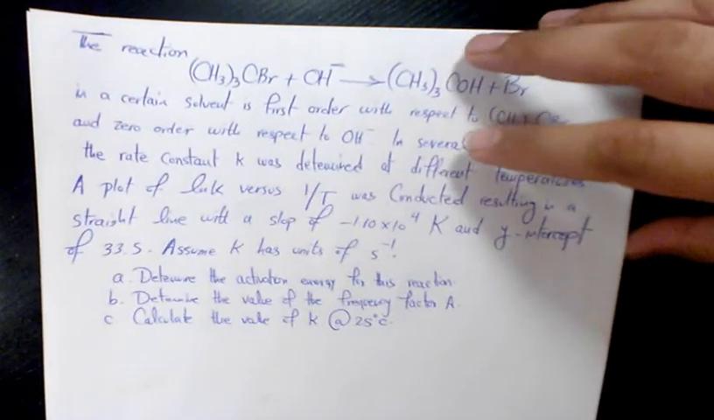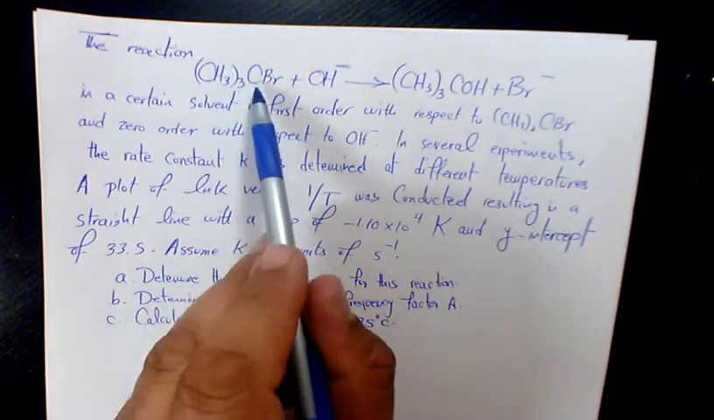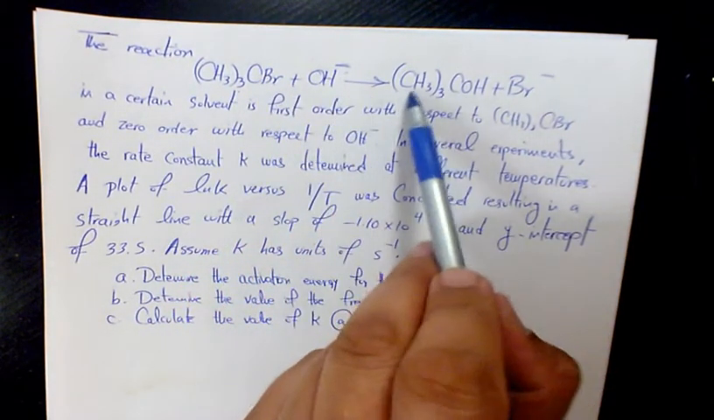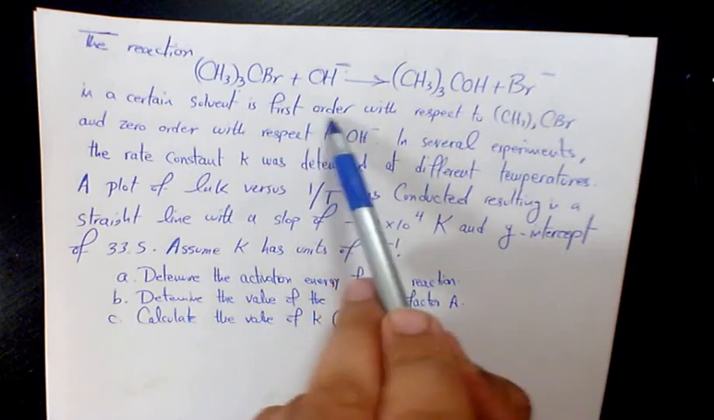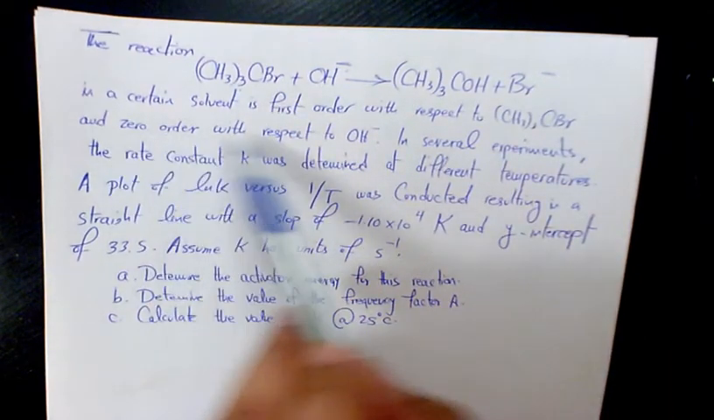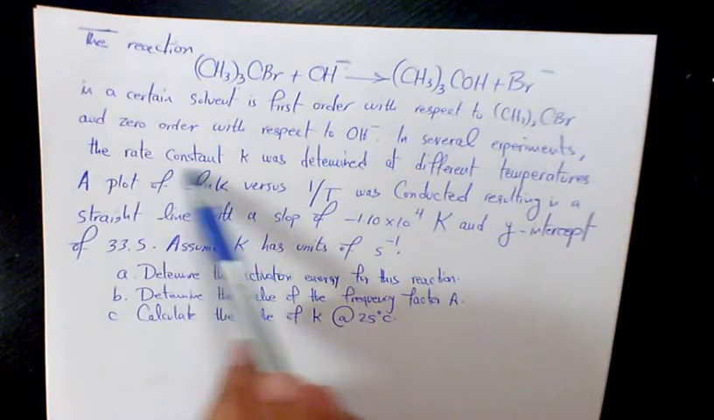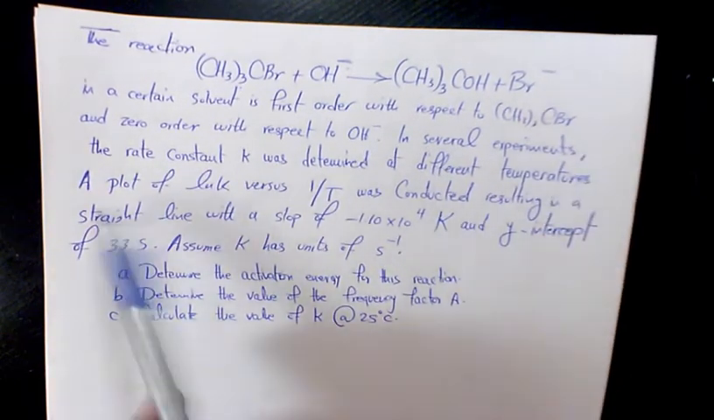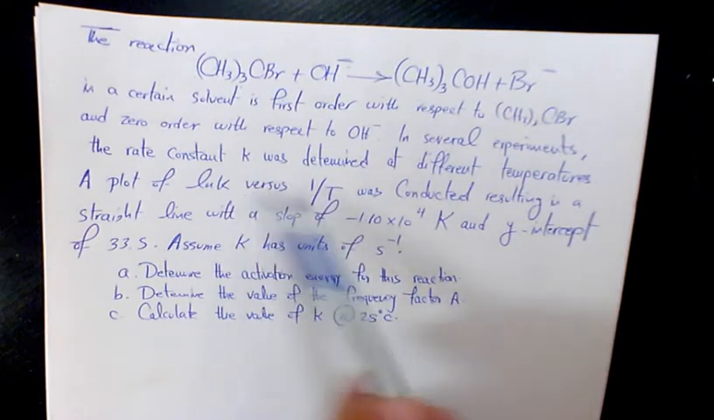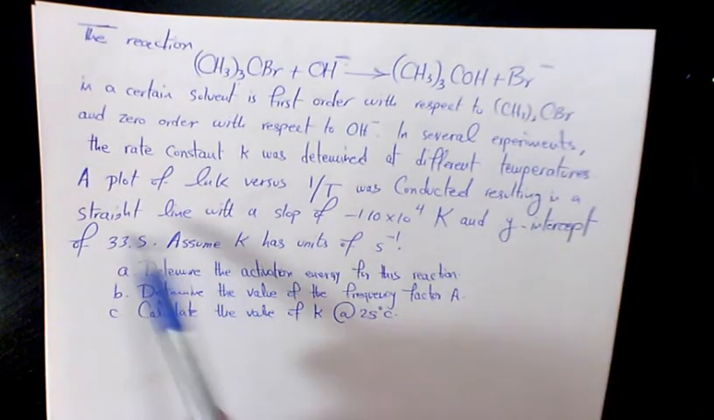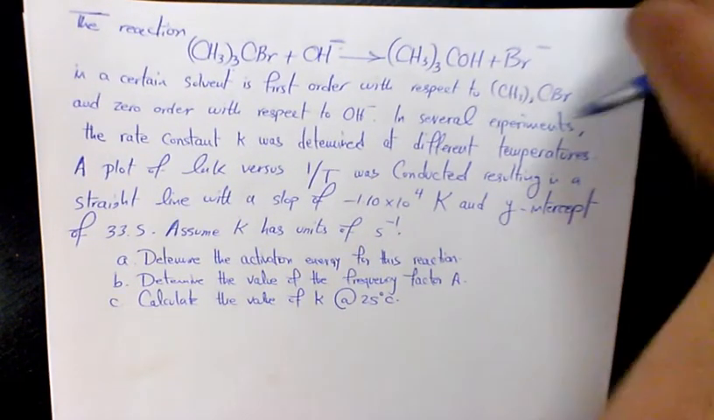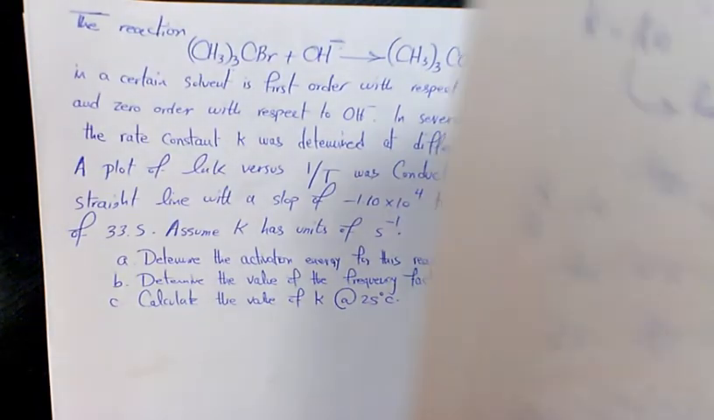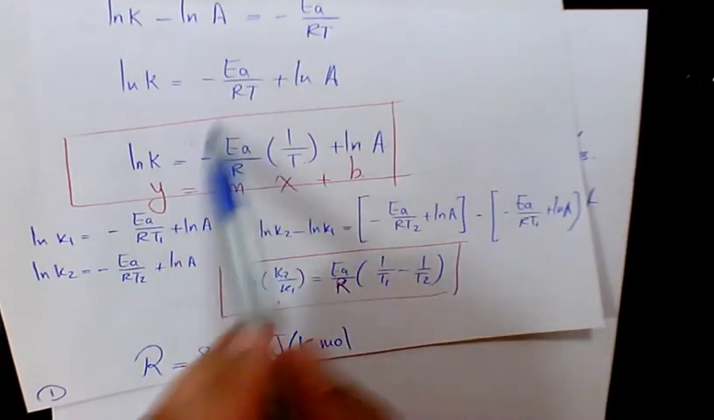Let's see another example. The reaction (CH3)3CBr plus OH minus gives (CH3)3COH plus Br minus, in a certain solvent, is first order with respect to the first reactant and zero order with respect to the other. In several experiments, the rate constant K was determined at different temperatures. A plot of ln K with respect to 1 over T was made, resulting in a straight line with a slope of negative 1.1 times 10 to the power of positive 4 K. So that means that's the slope.